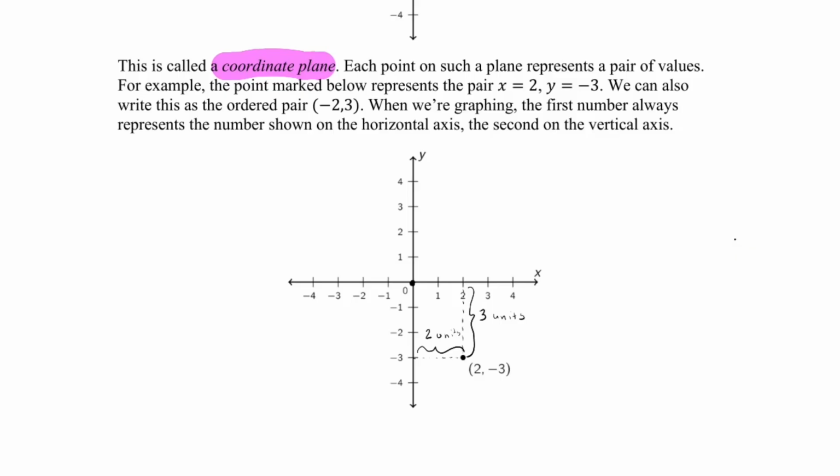Now notice we've actually written the letter x on the x-axis. We've written the letter y on the y-axis. If our variables are not named x and y, when we write an ordered pair, the first number shows the number on the horizontal axis. The second number shows the value on the vertical axis. So if our variables are not named x and y, it's always going to be horizontal first, vertical second. Left and right first, up and down second.